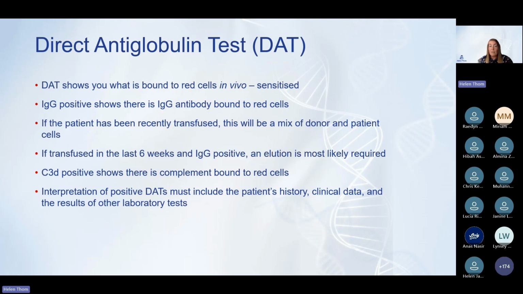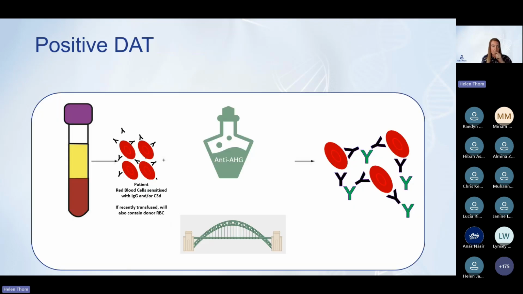If your patient's been recently transfused, this is a mix of those patient and donor red cells. And if they've been transfused in the last 6 weeks and IgG pos, we'll need to be doing an elution on that. C3D positive shows that there's complement bound to your red cells as well. And whenever you're doing a DAT, you need to consider your patient history, clinical data, and results of your other tests when you're interpreting them.